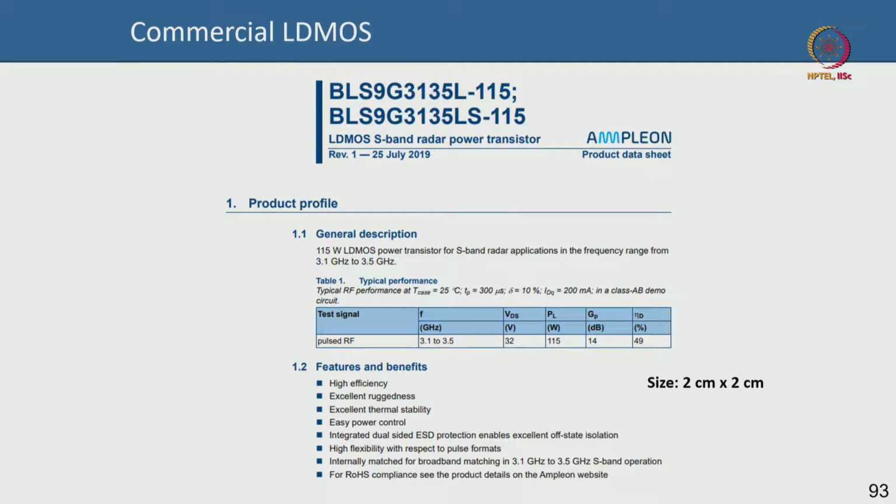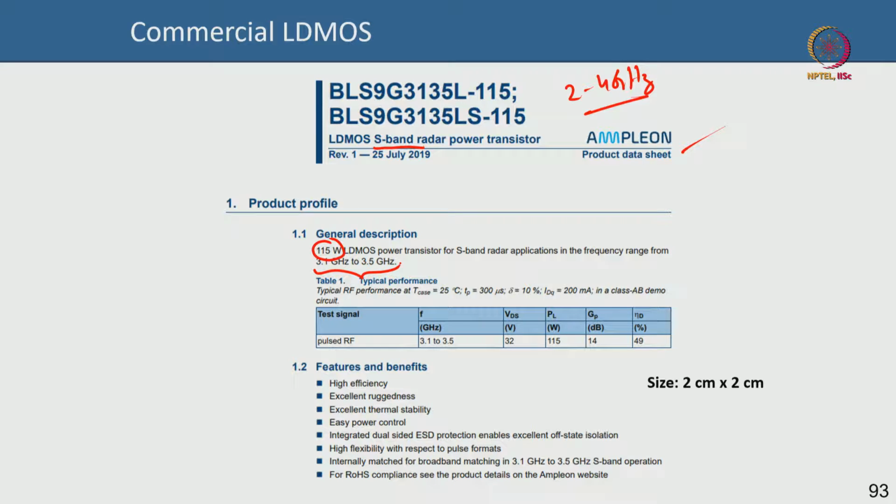This is another commercial device. This is from a company called Ampleon. Okay, and just an example. I mean, this company will sell lots of LDMOS RF transistors, but this is just an LDMOS for S-band radar. S-band is 2 to 4 gigahertz. So for 2 to 4 gigahertz radar application, and that becomes strategic, it's an LDMOS device. The power is 115 watt. It's a saturated power typically. Okay, and it's between 3.1 to 3.5 gigahertz.